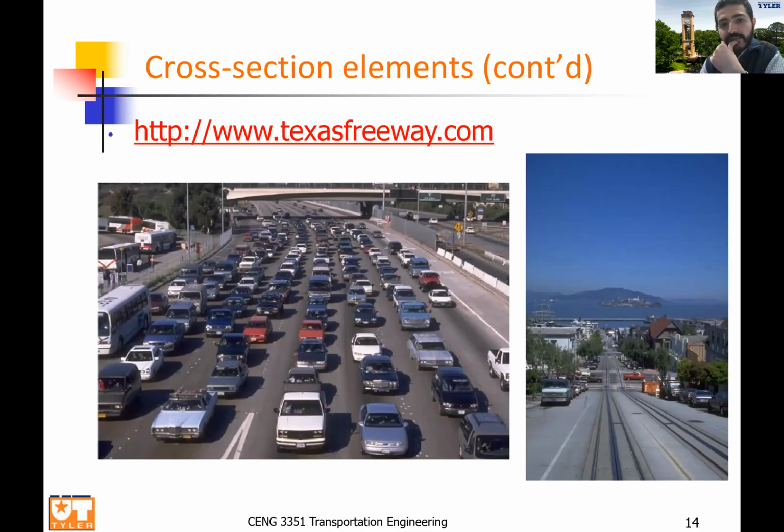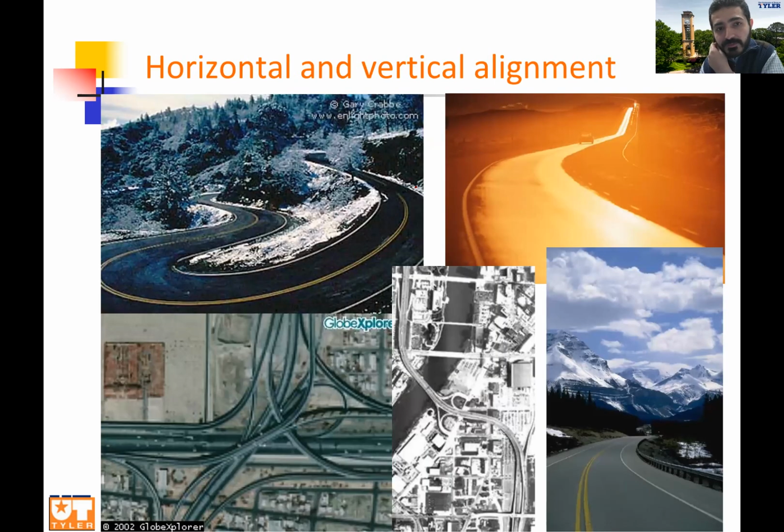And if you really want to see more pictures or more examples, look at texasfreeway.com. I think it will have more of these pictures. All right, so a couple more pictures here related to our major topic. With all respect to all the items that we talked about, a major part of being a geometric designer or a transportation engineer is to design both horizontal and vertical alignment.